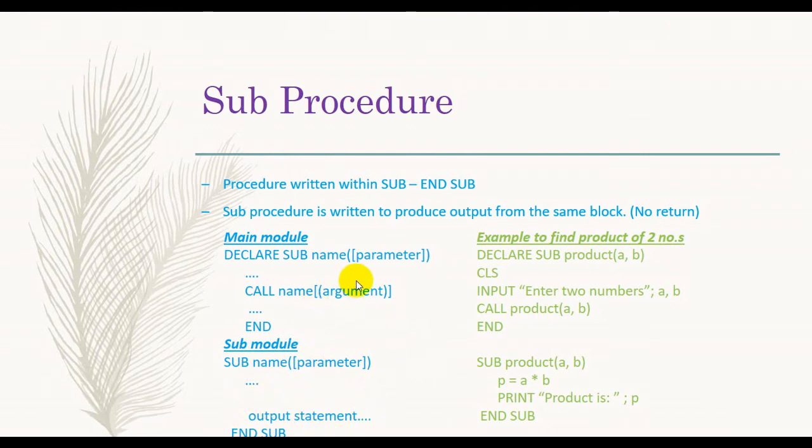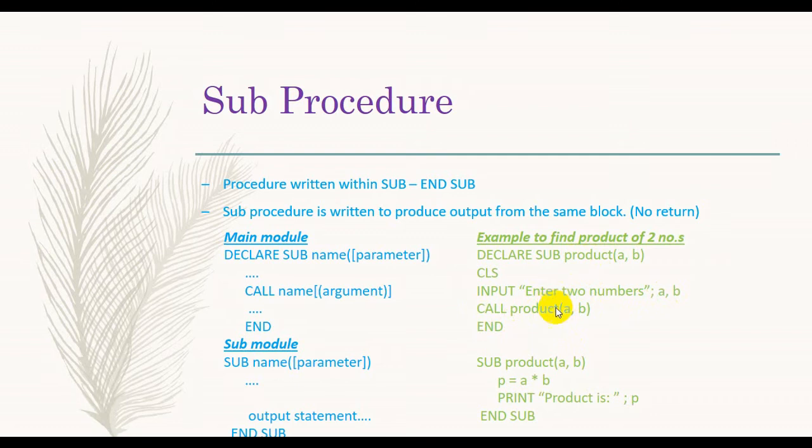As explained, it is written over here, for the product of two numbers, DECLARE SUB product. This is the name of the procedure. The type is sub procedure, and it has two parameters. Just after this, there are some statements mentioned over here. That means enter two numbers a, b, CALL product. This product procedure is called now with the two inputs passed to it as arguments. That means this product will do some work on these two.